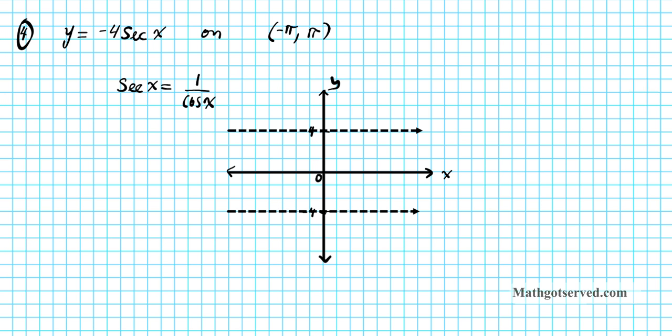Okay, next thing we're going to do is calibrate our x-axis. So let's use 3 this time. So 1, 2, 3, that's pi over 2. And then 1, 2, 3, that's pi. Going to the left, 1, 2, 3, that's -pi over 2. 1, 2, 3, that's -pi. All right, so there goes our calibration.